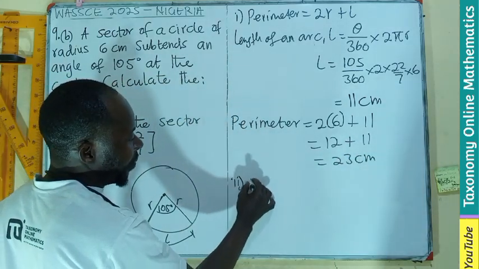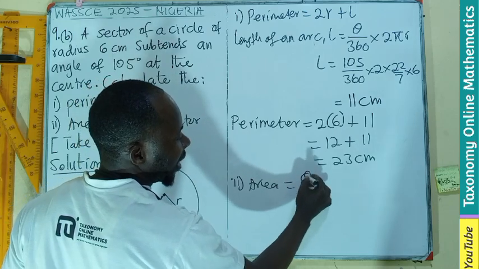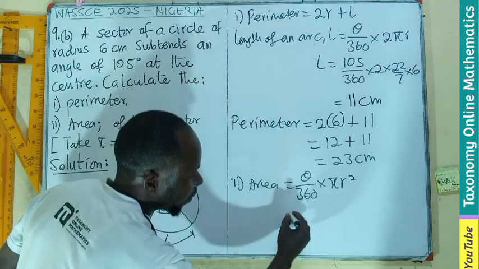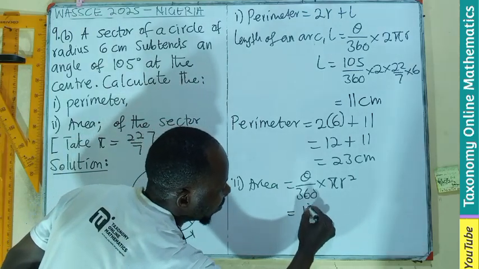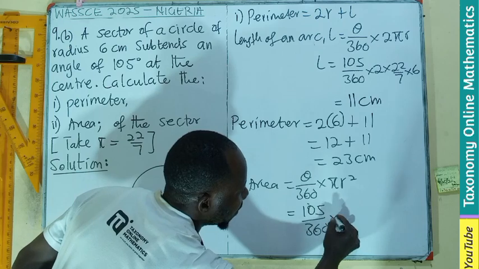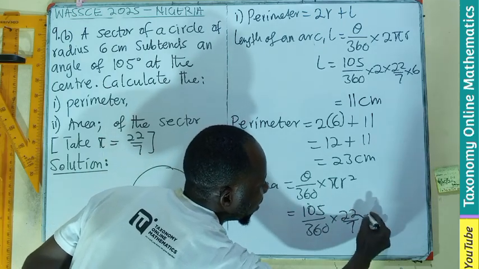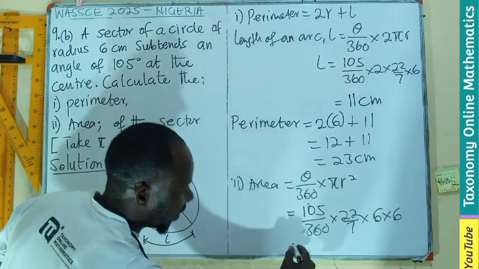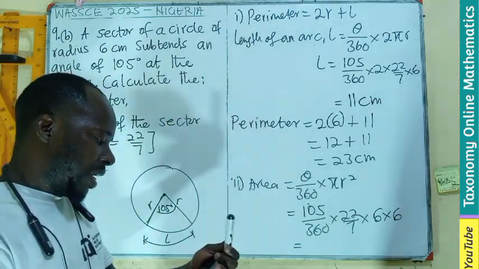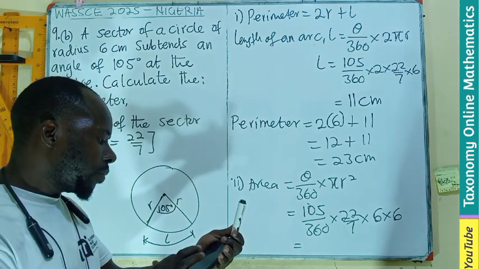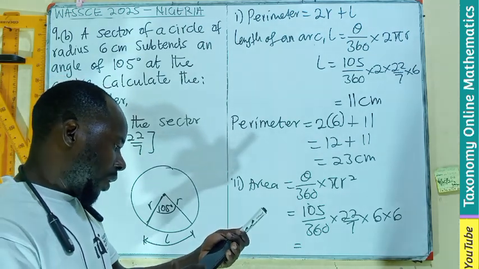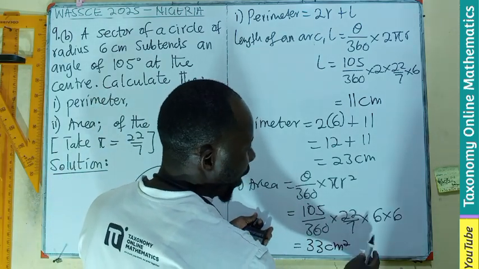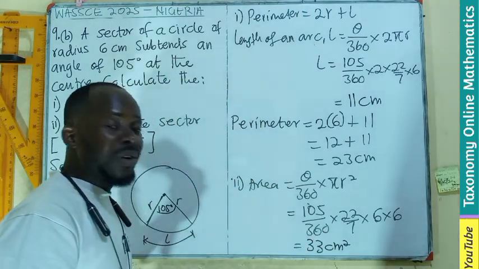How about finding the area of a sector? Angle at the center divided by 360 times pi r squared. So this becomes 105 over 360, times 22/7, times the radius, which is 6, times 6. So let's see what value we can get in our calculator. That all in the calculator will give you 33 centimeters squared, because centimeter times centimeter will give you centimeter squared.